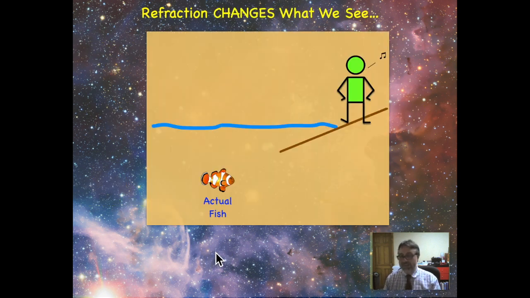Now, that means that refraction, light going from one material into another, changes the way we see the world. Now, consider this example. Let's say you're standing on shore and you're looking at a fish below the water. Well, in order for you to see that fish, light has to bounce off the fish and make it into your eye. But first, the light is going to have to bounce off the fish and strike the surface of the water.